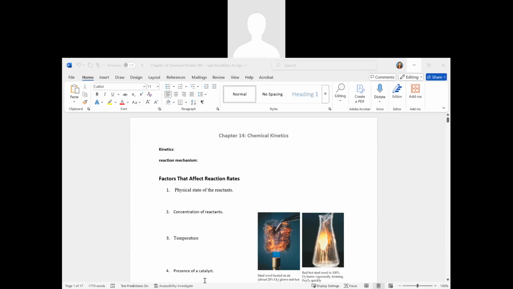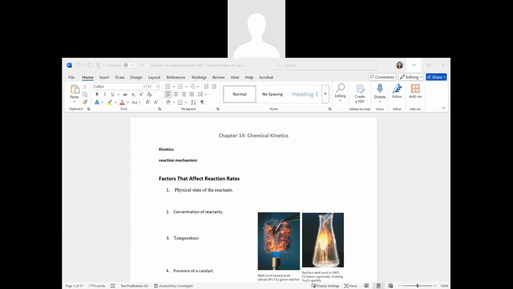In Chapter 14, we'll discuss the topic of chemical kinetics. And you should know that kinetics is a study of the rate at which a chemical process occurs. So I'll mention some definitions throughout the chapter, and we'll take some notes along the way as well.